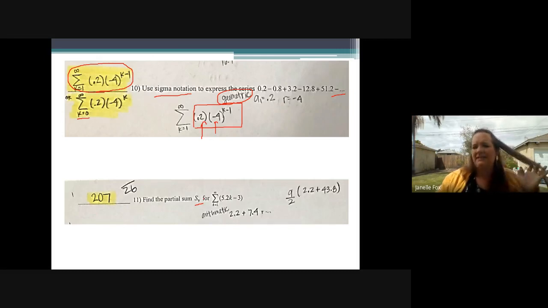So I decided instead I would just use, I noticed that this would be an arithmetic sequence. So I just went with the arithmetic sum formula, and it's the number of terms divided by 2, and then the first term plus the last term.